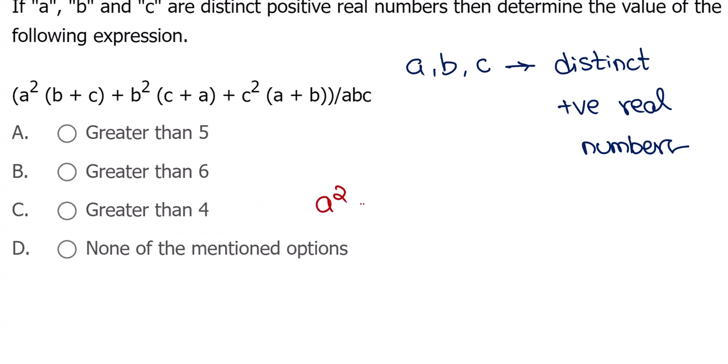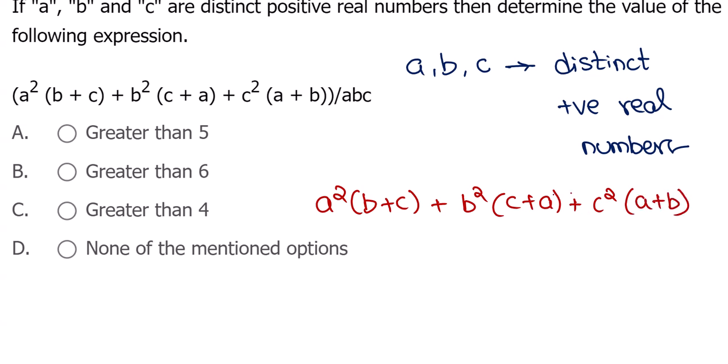Okay. And finally A square into B plus C, plus B square into C plus A, plus C square into A plus B, upon ABC. This is equal to what? Is that greater than 5, or greater than 4, or greater than 6? This is what we need to calculate, my dear.